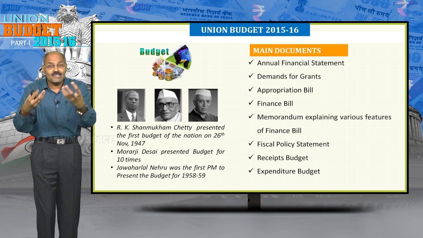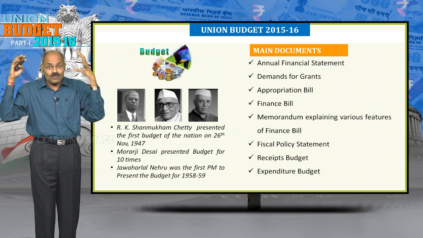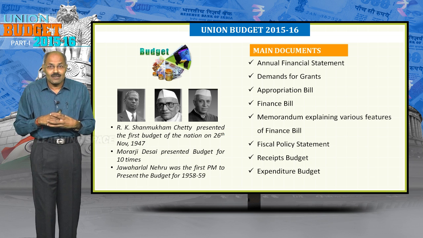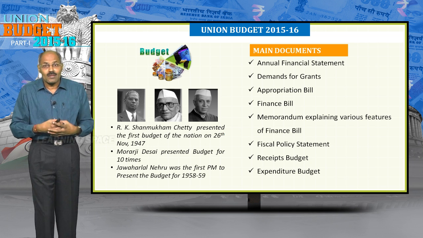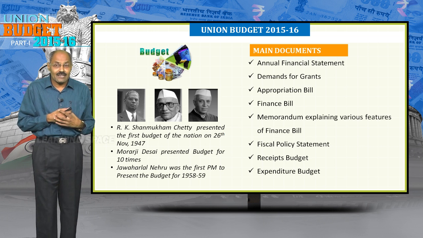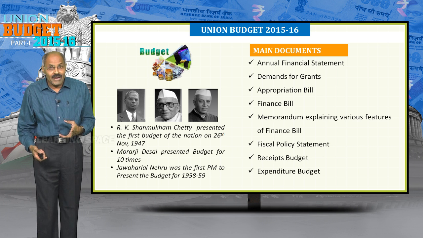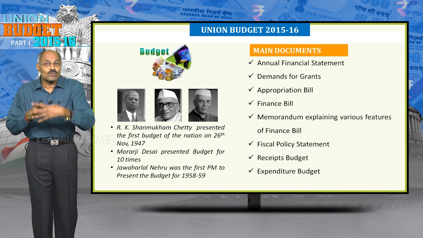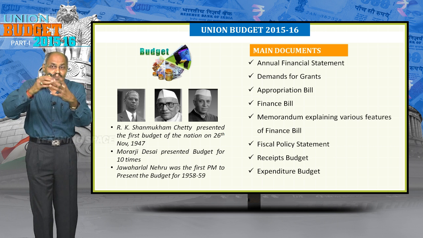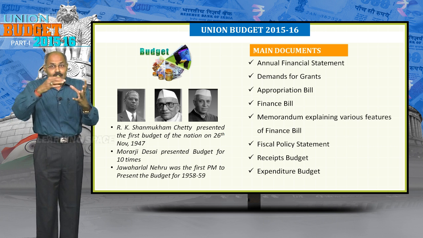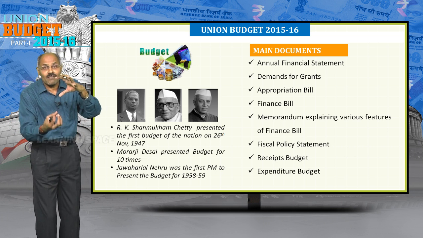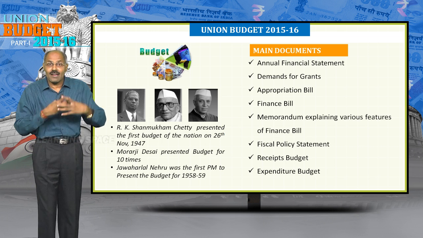Appropriation bill is basically to get the vote of the Parliament, the members of Parliament, to withdraw expenditure from the Consolidated Fund of India. Based on the demands for grants put up by various ministries, Parliament will vote the demands for grants. Subsequently, the appropriation bill will be prepared to authorize withdrawal of expenditure from the Consolidated Fund of India.